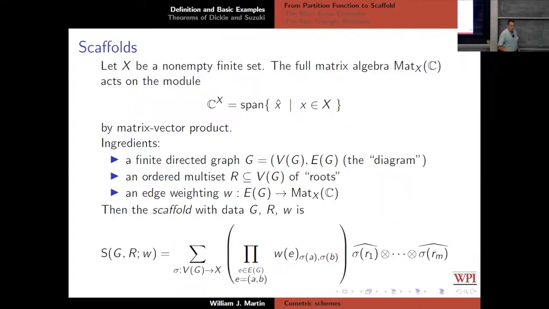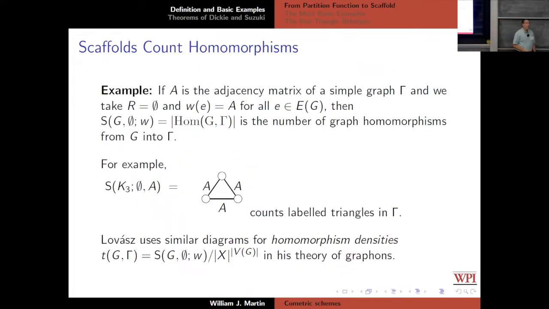Okay, now the directed graph and the root nodes, which I'll make red, and the edge weights are easily drawn pictorially. So instead of having the left-hand side be SGRW, I'll just draw that data pictorially. Okay. So for example, you could see, yes.